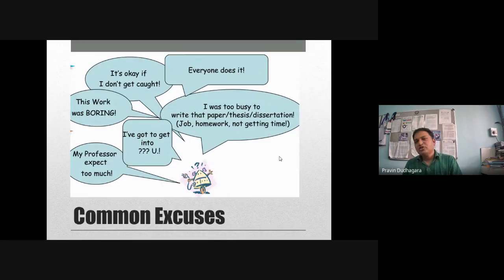The common excuse from students is: my professor expects too much and I do not have time, so I have to take help from the internet and copy text available there into my assignment. The second is that the work was very boring, so I had to complete it very fast. It is okay if I don't get caught, because most of the time the faculty do not thoroughly check for plagiarism.